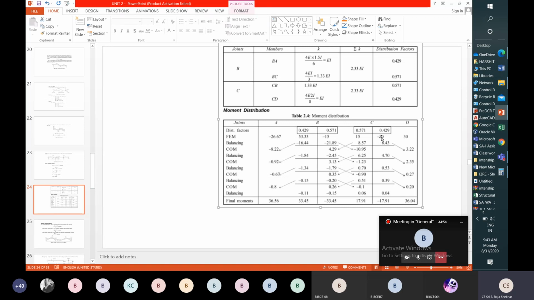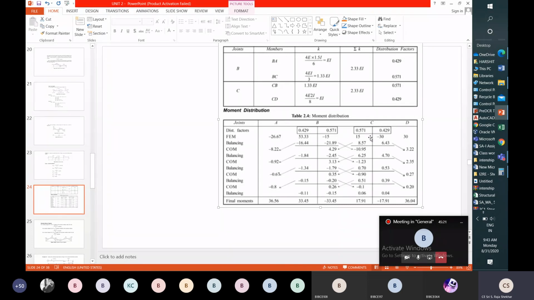అన్బ్యాలెన్స్ మూమెంట్ ఎంత అండి? 15 minus 30 చేస్తే minus 15 kilonewton meter is the unbalanced moment. That unbalanced moment, 15 kilonewton meter, we have to distribute, not transfer, to the members. CB member కి and CD member కి మనం distribute చేయాలి. ఎట్లా distribute చేయాలి? We have a distribution factor.